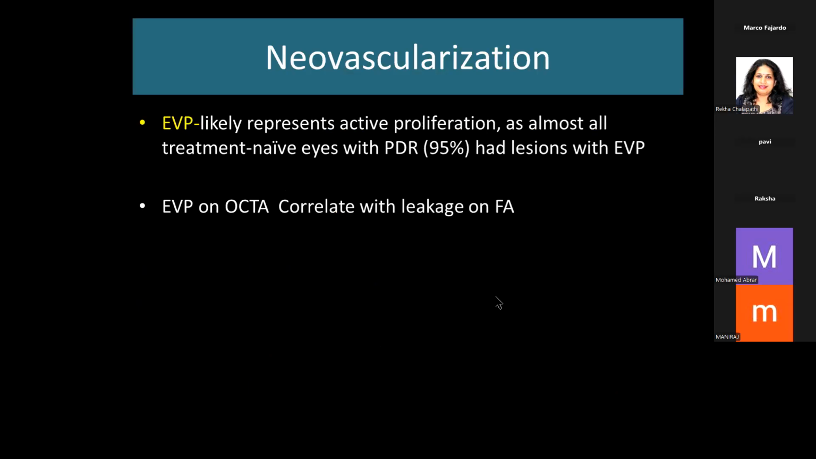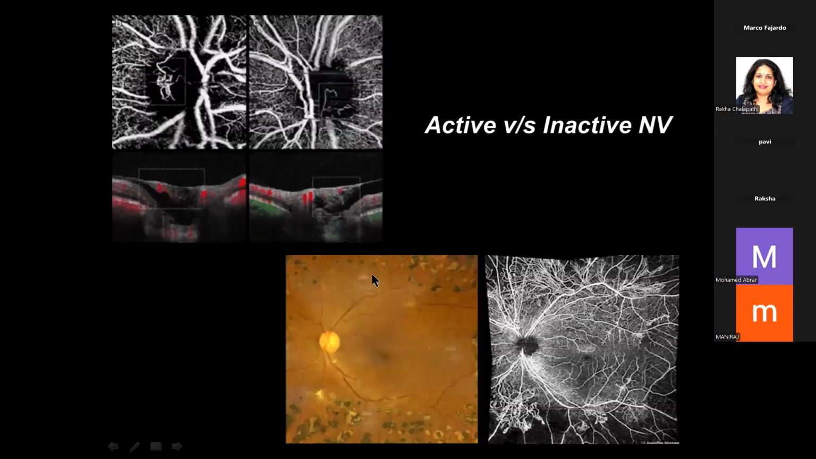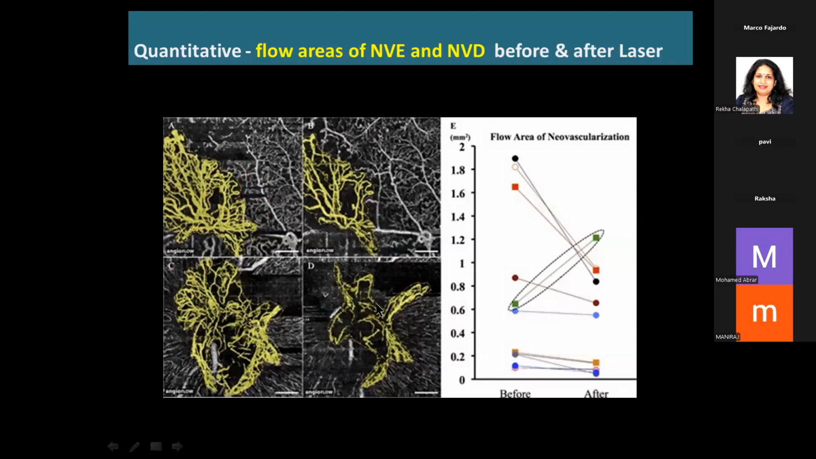So this is another case which shows, on a color fundus photograph, you don't see any neovascular network, but on a wide field OCTA, you can see that neovascularization is still active. And you can assess the flow also in NVD and NVE in these patients.